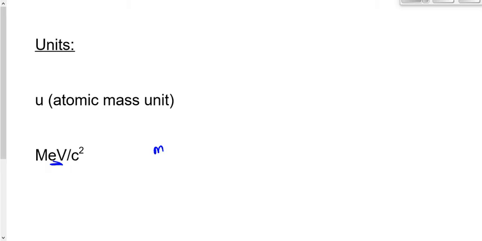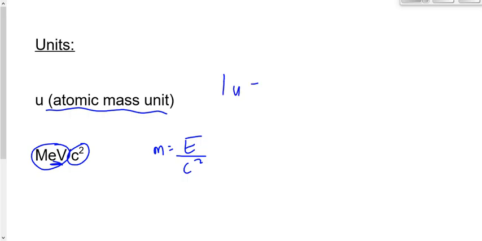If you look at m equals E over c squared, E equals mc squared, right? MeV, energy, over c squared. This is a unit of mass, not a unit of energy. This is one we want to spend a little bit more time on, though. An atomic mass unit is defined as 1/12 the mass of a carbon-12 isotope. In other words, one atomic mass unit ends up being equal to, I believe the number is 1.67. Sorry, 1.66 times 10 to the minus 27 kilograms.